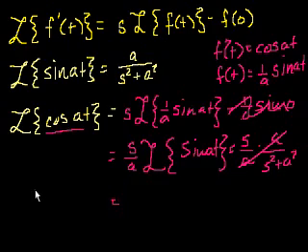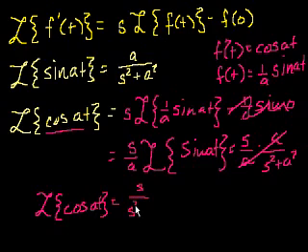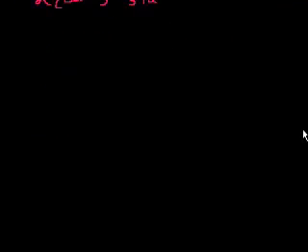So then we get that the Laplace transform of cosine of at is equal to s over s squared plus a squared. And in 3 minutes we filled in another entry in our Laplace transform table. And now we have the two most important trig functions. Let's keep going.